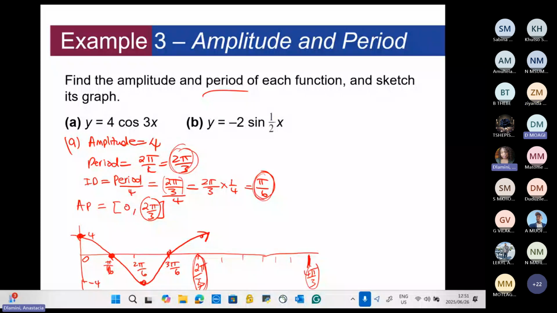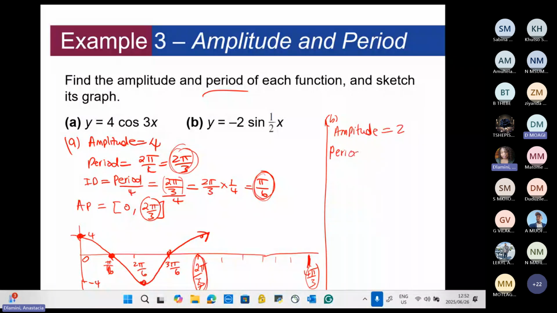So now, the above one, the same thing. You start with the amplitude. What is the amplitude? For B, the amplitude is positive 2. And then what is the period? It's 4 pi, which is 2 pi over half, which equals 4 pi. Well done. And then what is the interval for division? Isn't it period over 4, which is 4 pi over 4, pi? Well done.